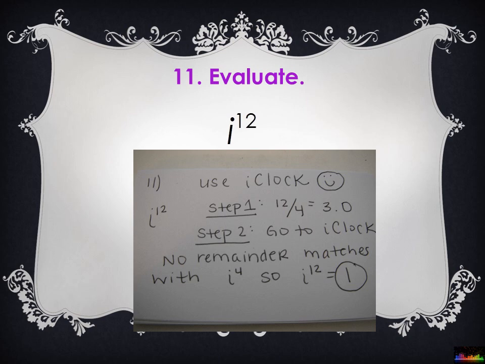There are 4 properties that you have to memorize, and they will keep looping back around to either be i, -i, 1, or -1. So what you do is you take your exponent and you divide it by 4, since there are 4 properties. All that you are looking for after you divide is the remainder. 12 divided by 4 is 3, so it has no remainder. So if you look at your iClock, you are going to end up at i to the 4th, because that has no remainder. So i to the 4th is equal to 1. Therefore, i to the 12th is equal to 1.